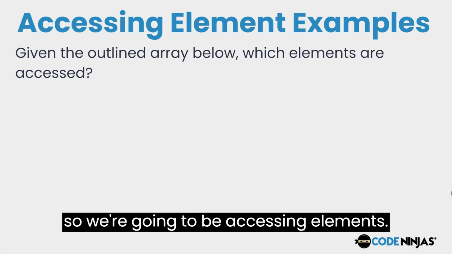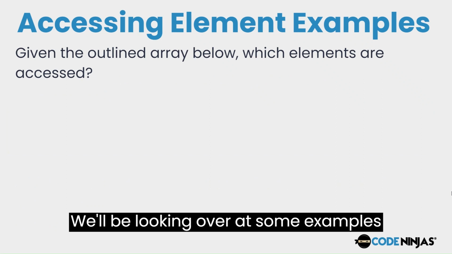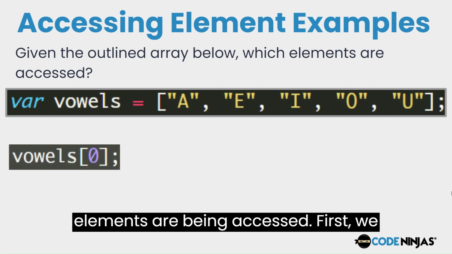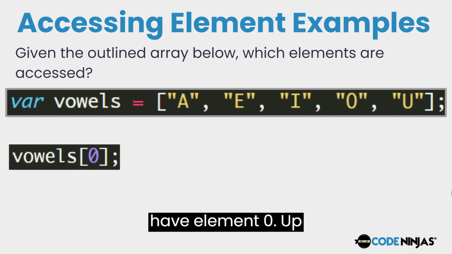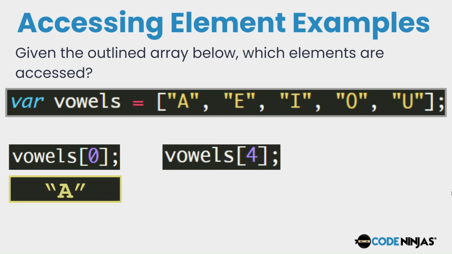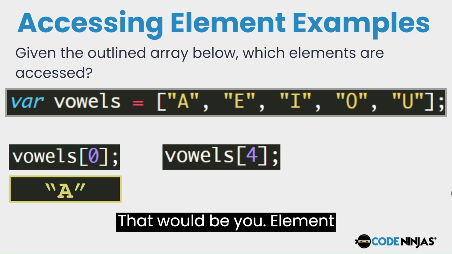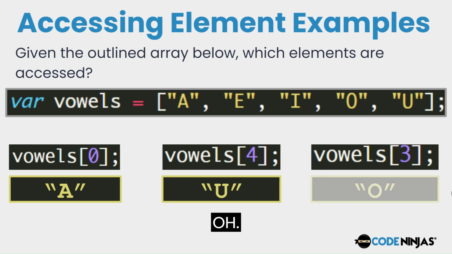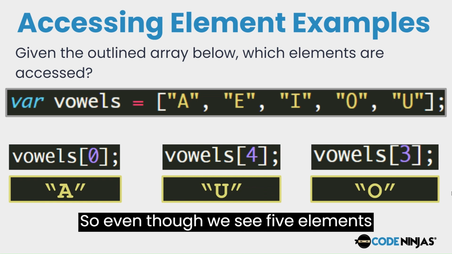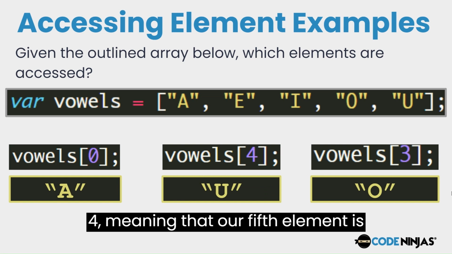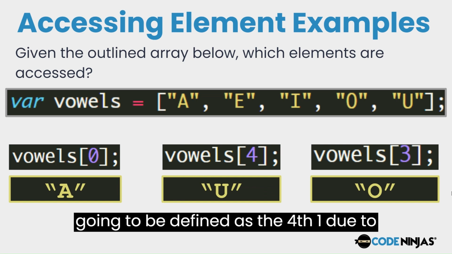Alright, so we're going to be accessing elements. We'll be looking over some examples for it. So let's look at the outline array below and see which elements are being accessed. First, we have element 0. That's A. Element 4. That would be U. Element 3. That would be O. So, even though we see 5 elements there, it's really listed from 0 to 4, meaning that our 5th element is going to be defined as the 4th one, due to starting at 0.